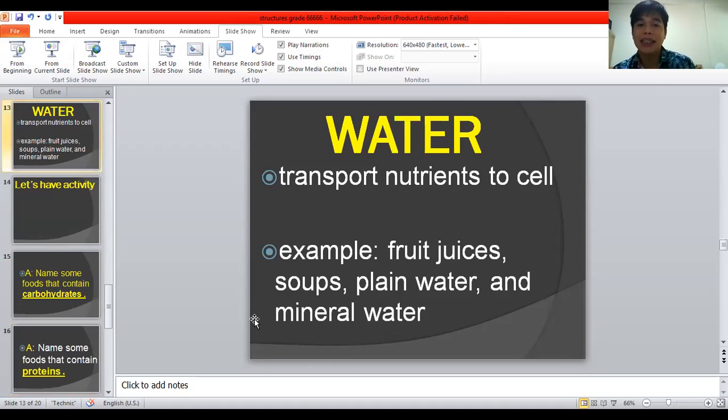And last is water. Do you drink 8 glasses of water every day? Let's define what is water. Water transports nutrients to cells. And examples of water are, let's read, 1, 2, 3, go. Fruit juice, soups, plain water, and mineral water.